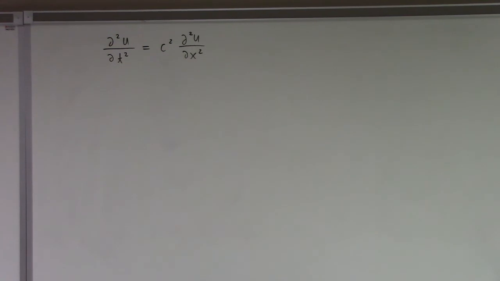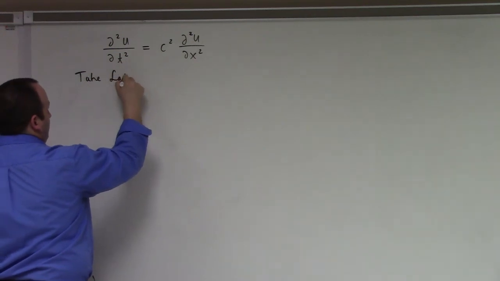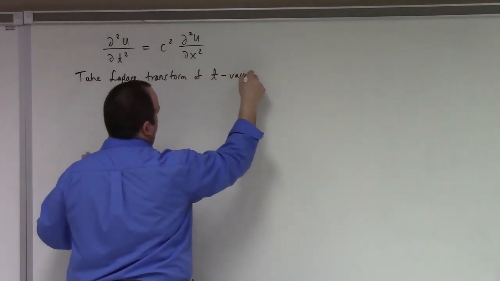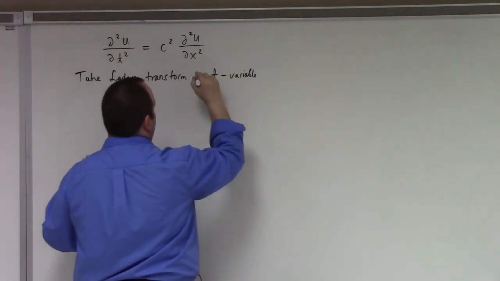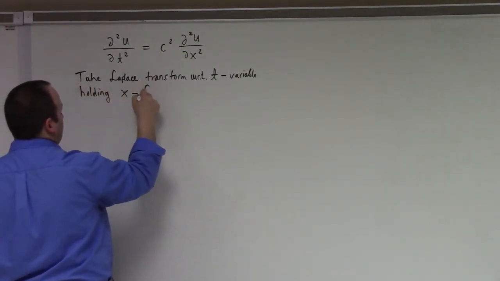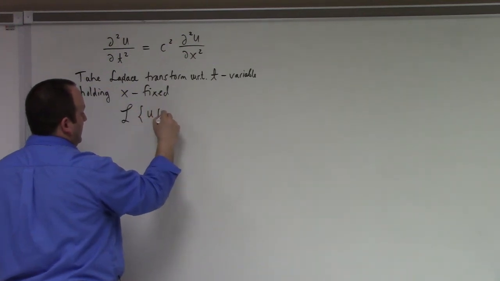And what I want to do is, like I said, use the Laplace transform. So which variable am I going to take the Laplace transform of? In principle, you could take it with respect to either x or t. But so as not to be weird, we're going to take the Laplace transform of the t variable while holding the x variable fixed. That's the idea here. I mean, with respect to the t variable, I should really say, holding x fixed.